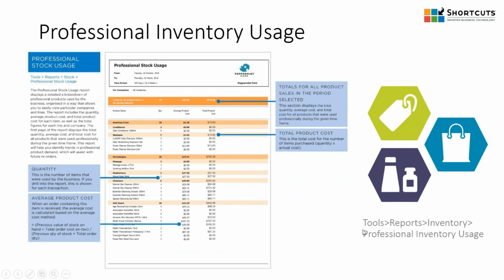And then the next one here, you guys, we have is the professional inventory usage. Okay, so how much professional inventory was used this month or this year, right? Because I can, again, run this for any time period that I need. Okay, here up at the top, you guys, you can see it gives us totals for all product sales in the period selected. So meaning sold to hashtag business, right? Total product cost, quantity of that item and for that line and for that company, as well as the average product cost.